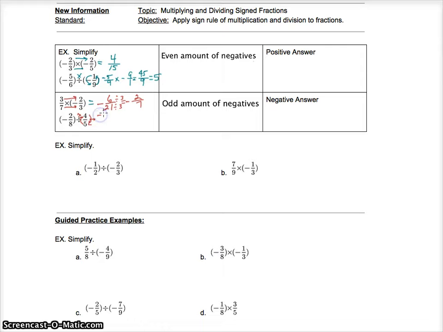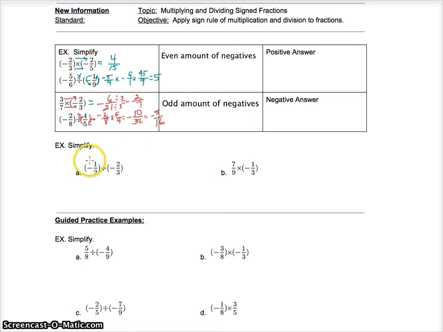So I end up with negative 2/8 times 5 over 4, which gives me negative 10 over 32, which reduces to negative 5 over 16. These are both reducible by 2. So if there's an even number of negatives, it's a positive answer, an odd number, a negative answer. So let's go look at a couple more examples outside of our space there.